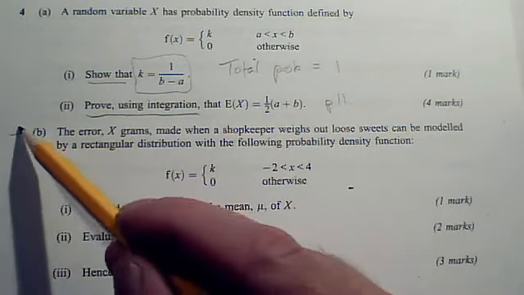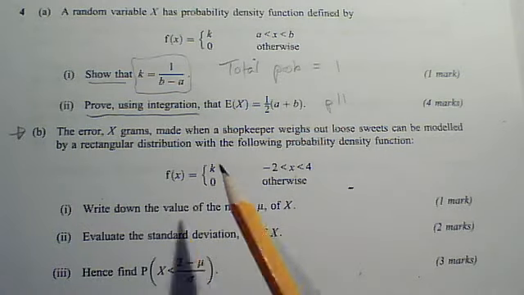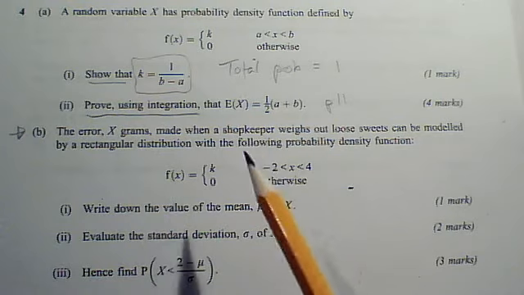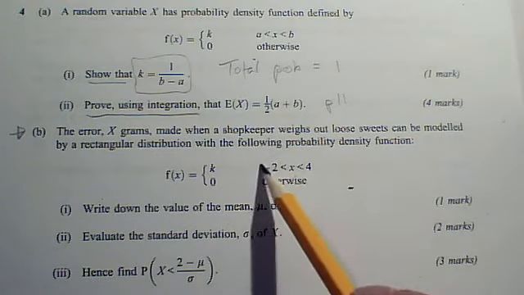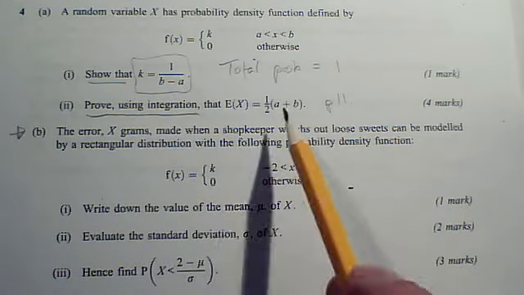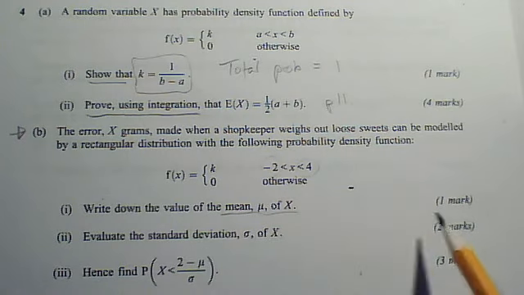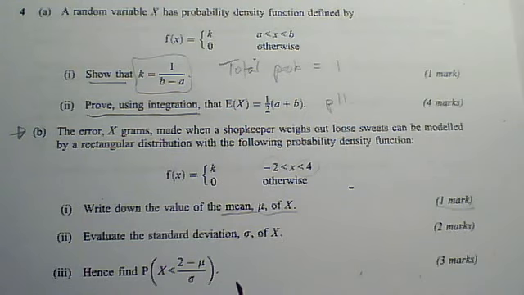In part b, we've got a complete re-entry point here. So if you couldn't do the general theory in part a, we're now looking at a specific case of this distribution with given values of a and b, and the results we had from part a, you can put the values of a and b in so you know where you are. So writing down the value of the mean, mu of x, is only 1 mark, because you've effectively done the work for that already. Just need to put the a's and b's in.